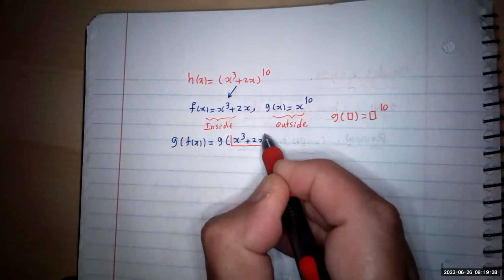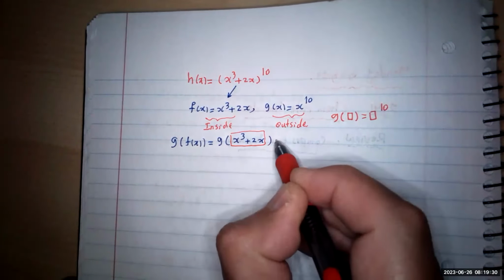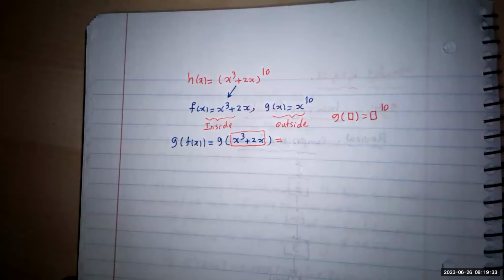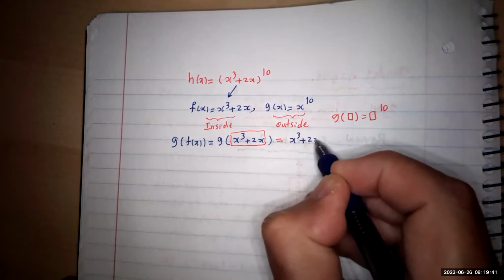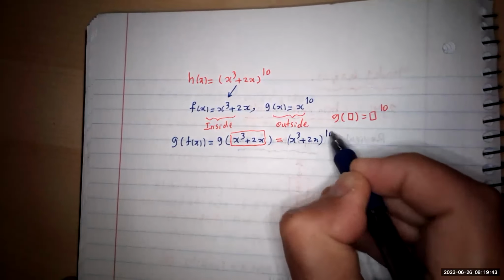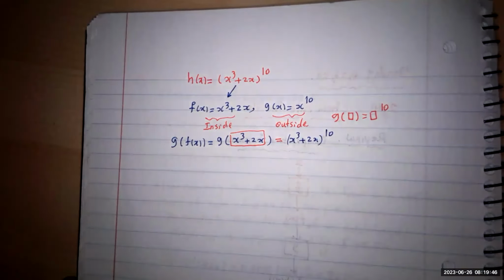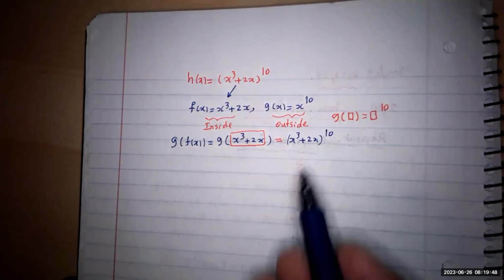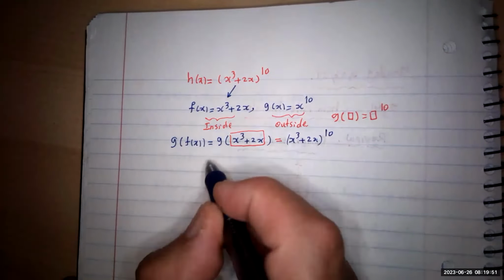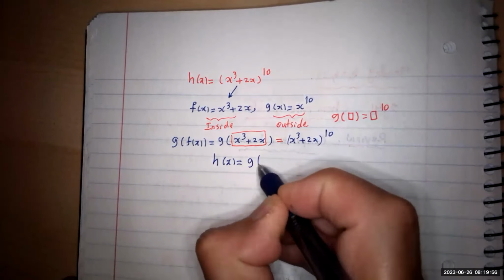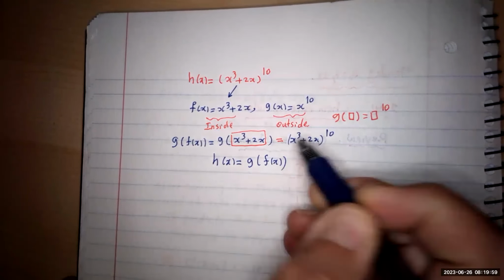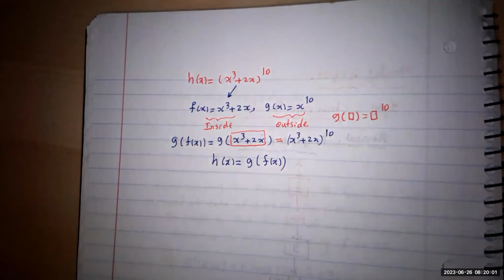You drop this one into the g box, so the result is going to be the box to the 10. What is inside the box? Inside the box is x cubed plus 2x, to the 10. You see, this is the way you think about it when you compose them together. So you can say that h of x is the composition of the outside function and the inside function. This is the way we are going to think about this type of function. Any questions?